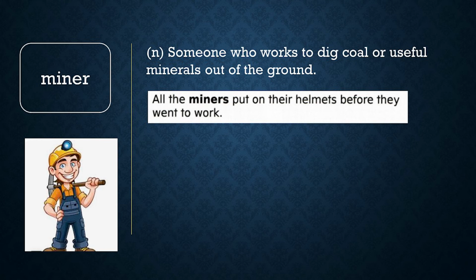Now, let's review word meaning. Choose A or B. Miners work A, in offices, or B, underground. If you said B, you're right. Miners dig into the ground to search for gold or other useful materials.